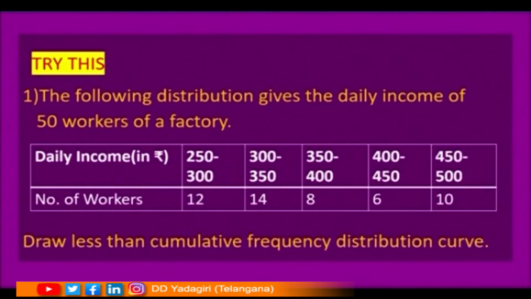Let us take some practice questions here. The first question: the following distribution gives the daily income of 50 workers of the factory. The first column is daily income in rupees, and the second is number of workers. 250 to 300, 300 to 350, 350 to 400, 400 to 450, 450 to 500, and the corresponding number of workers are given as 12, 14, 8, 6, 10. From this information, you are going to draw a less than cumulative frequency distribution curve, that is, the less than OG curve.